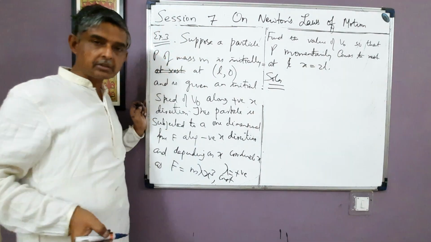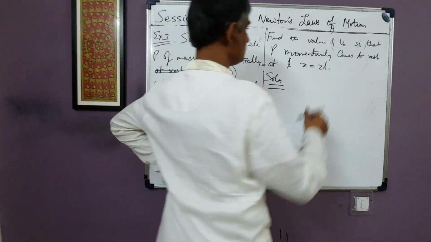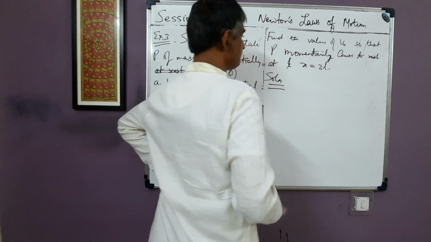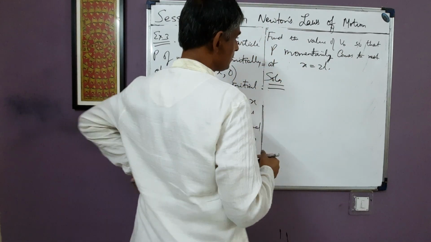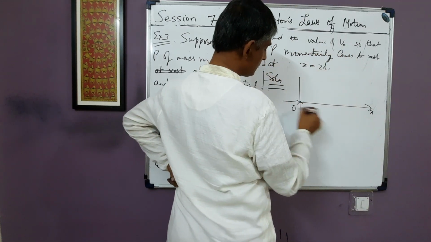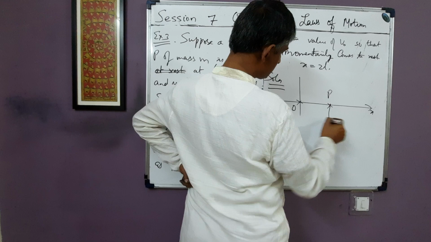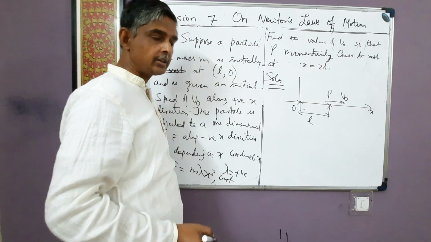So how to solve this problem? That is the question. See, I draw the x-axis. This is the x-axis, this is the origin. Particle is initially at this location. Its x coordinate is L. It is given rightward speed v naught along a positive x direction.